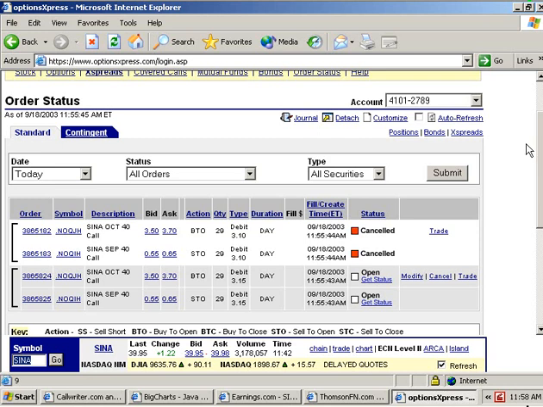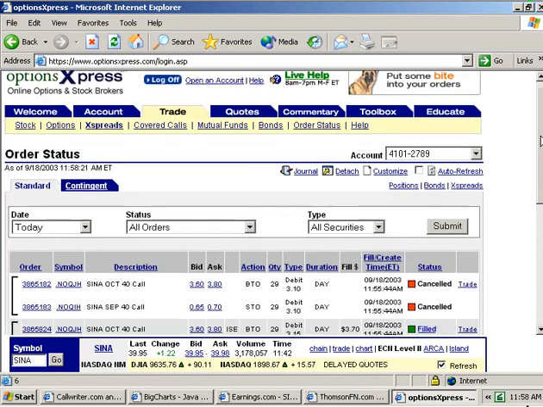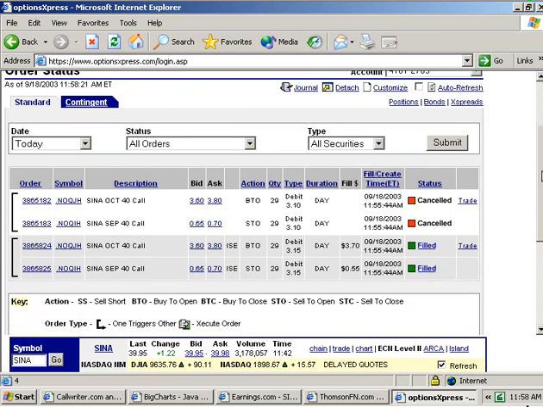Oh, did it fill? Okay, thanks a lot. All right, bye. Okay, what happened was the order actually filled itself, and this is the actual fill price. We bought the long term at $3.70. We sold the short term at 55 cents.